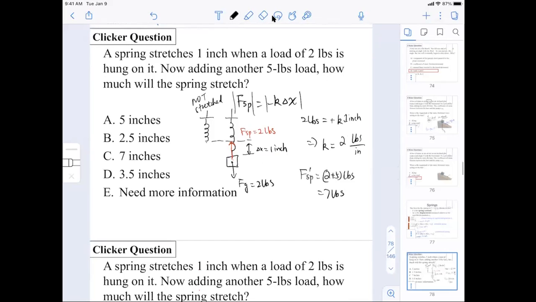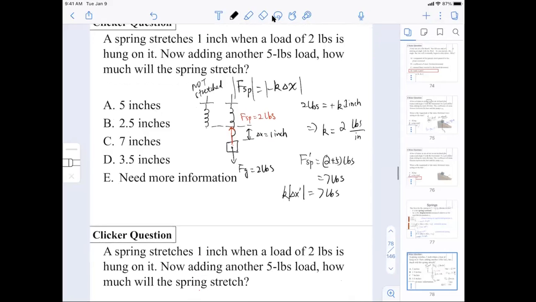So if your spring force is 7 pounds, how much does it stretch now? I can plug in my K from the previous question because you're still dealing with the same kind of spring. So it's 2 pounds over an inch times delta X prime equals 7 pounds. You see your pounds cancel. Your delta X prime is 7 over 2, which is 3.5 inches.